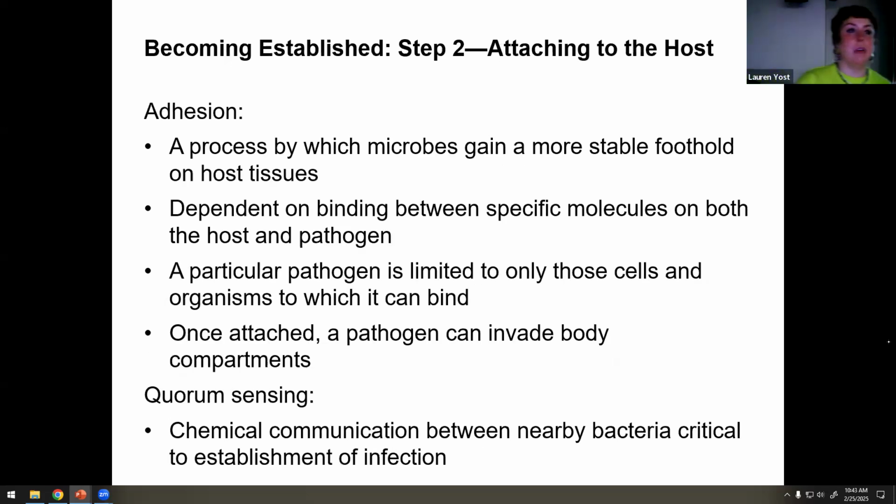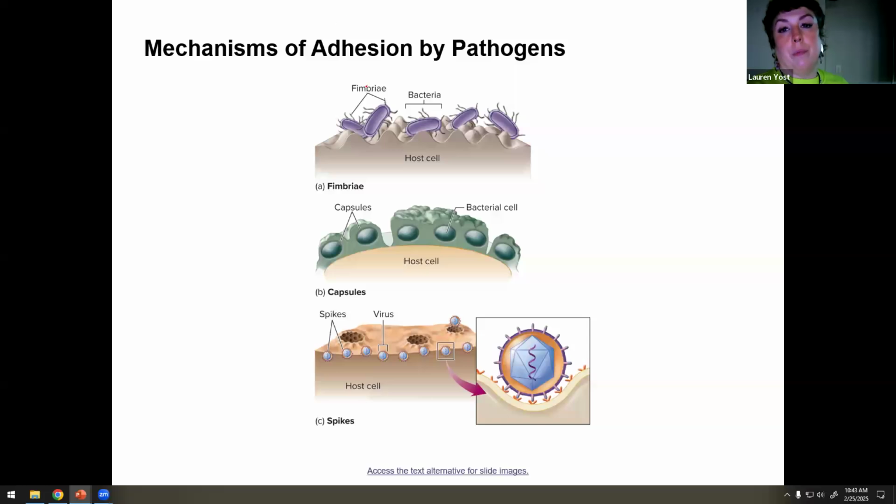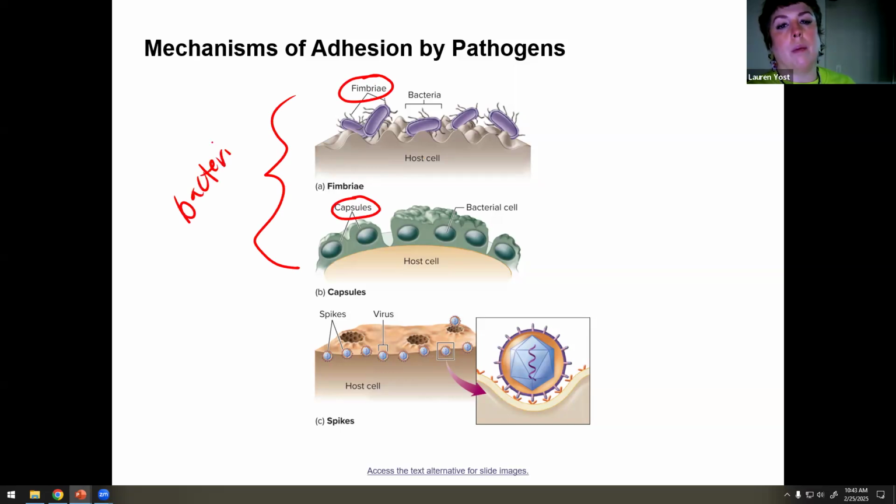All right, becoming established, we've talked about adhesion. Don't forget about quorum sensing, which is whenever organisms that exist in a biofilm can kind of read the room, if you will, from waste products and signaling products made by the nearby bacteria. We talked about the fimbriae, our attachment appendages. Then we have capsules, our sticky coating. So these are our bacteria. And our protozoa can do these as well.